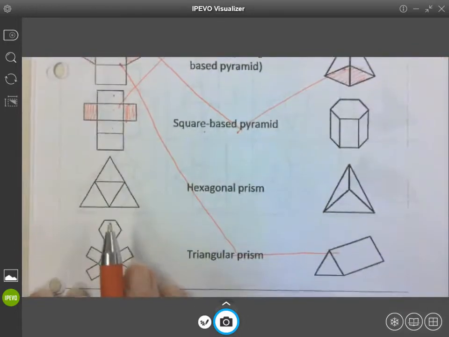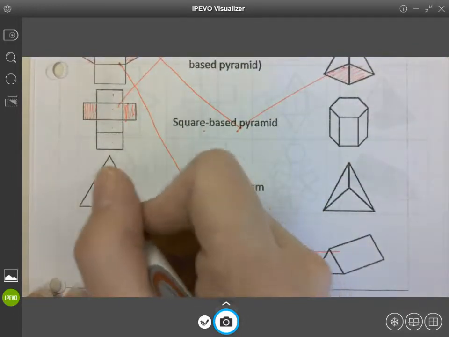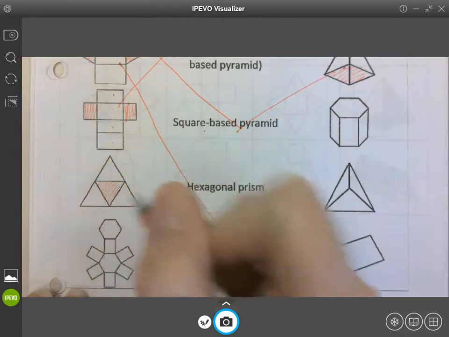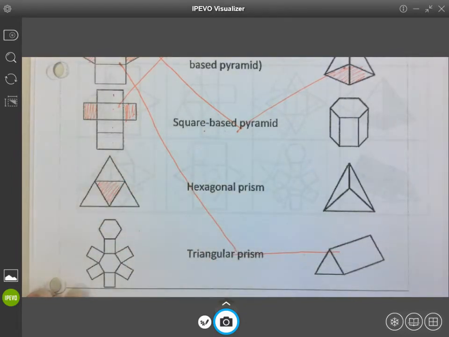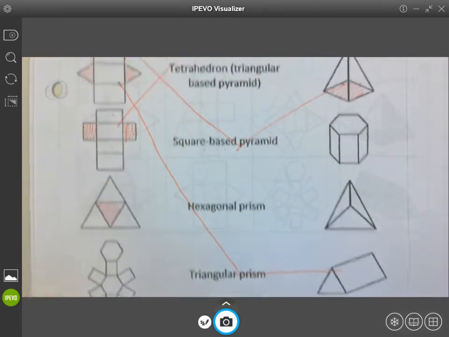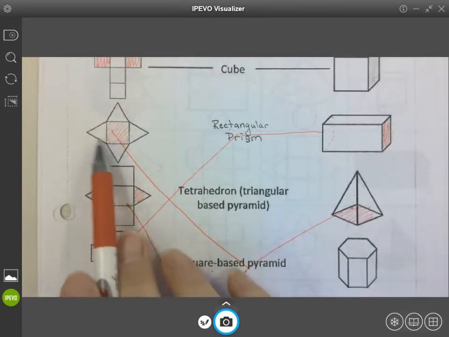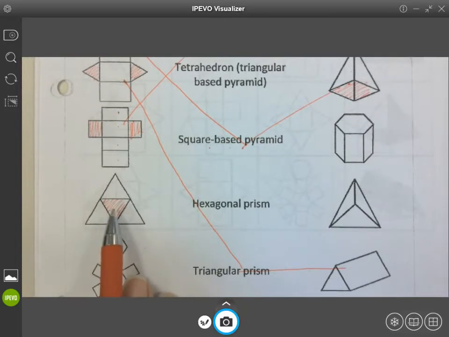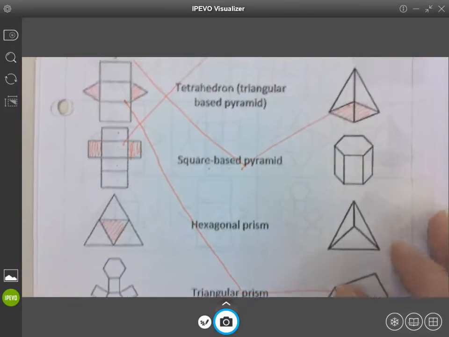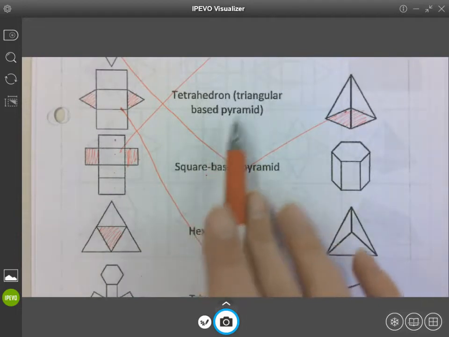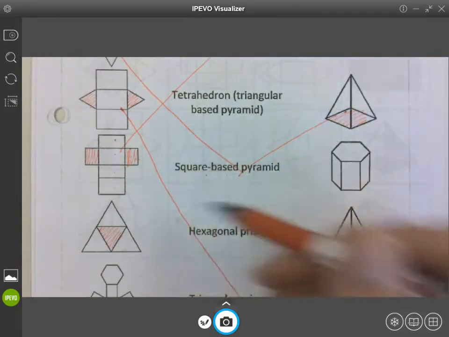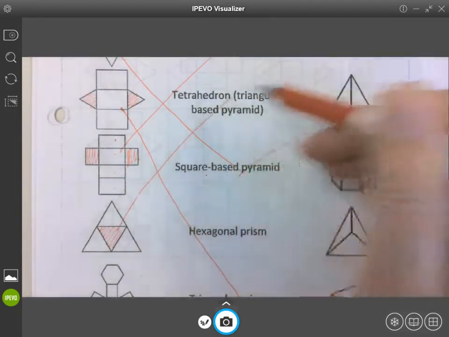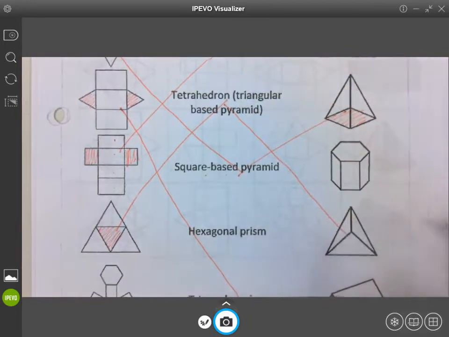Okay, what's this one? Here's the base, but all the faces are triangles. So it's very similar to this, where we had a square base and all the sides were triangles. This is going to be a prism, and it's a triangular prism. Now, they call it a tetrahedron, but you see it says triangular base prism. Or pyramid, sorry. So hit that and then come back down.